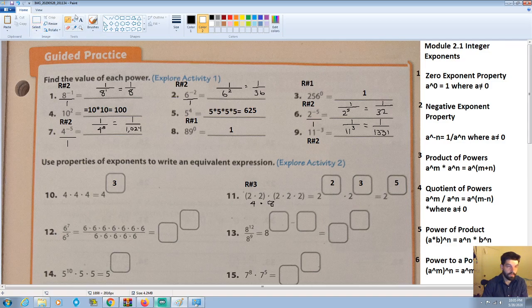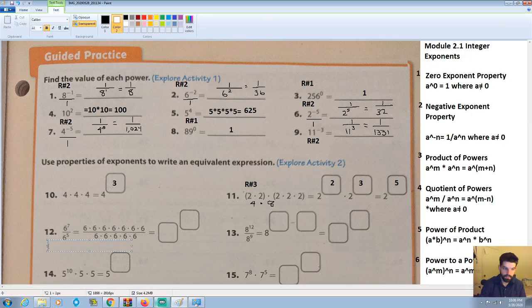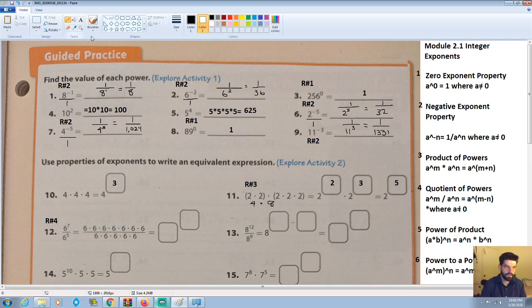Now for number 12 here, we're going to be looking at a quotient with like bases. So we're going to be looking at rule number 4 here. Okay, so there's 2 approaches that you can take with this one. You can take the number 4 as the quotient rule of exponents. So we have 6 to the 7th over 6 to the 5th, which has like bases, so we can go ahead and subtract the exponents. So it's going to be 6 to the 7th minus 5 power.